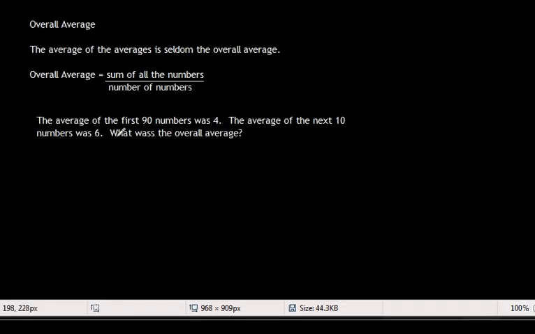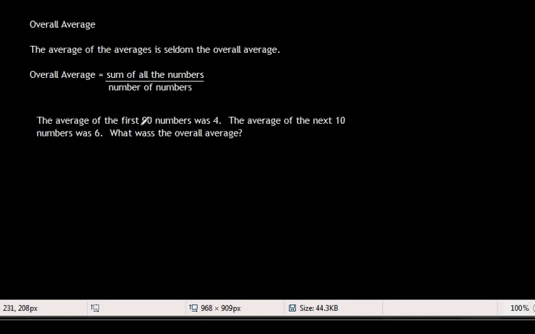For example, the average of the first 90 numbers was 4. The average of the next 10 numbers was 6. What was the overall average? So we wouldn't add 4 plus 6 and divide by 2. That's finding the average of averages. That's not the right way to do it. We have to add up all the numbers and divide by the total number of numbers.